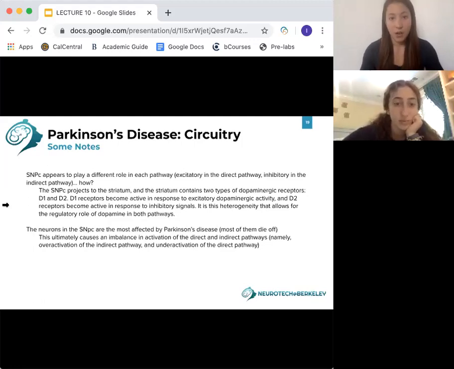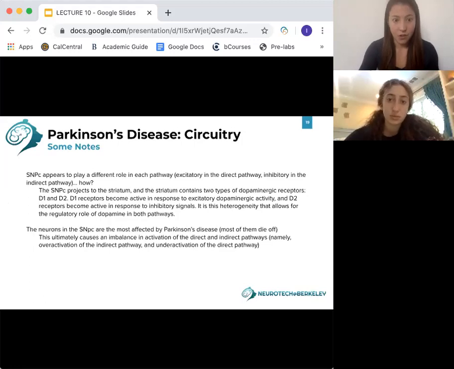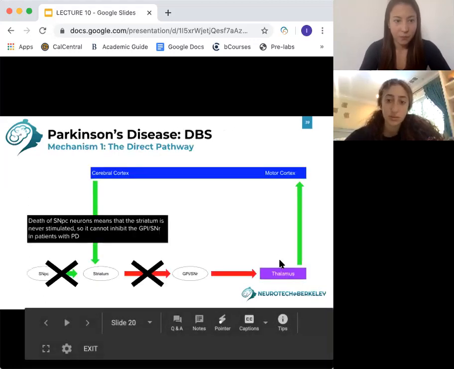This is the nigrostriatal pathway, and it ultimately causes an imbalance between activation of the direct and indirect pathways. So the indirect pathway is overactivated, which means we cannot start movements. All of our movements are inhibited, and the direct pathway is underactivated. Okay, so this is just kind of summarizing that.